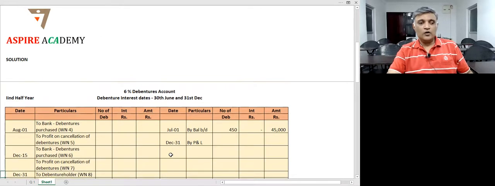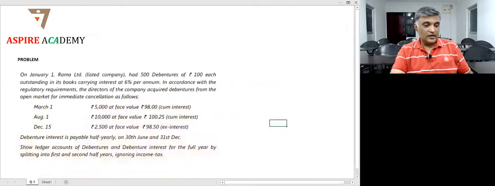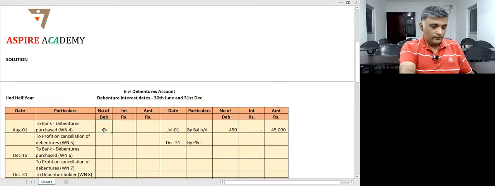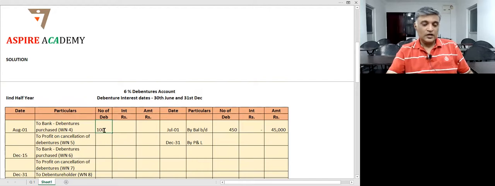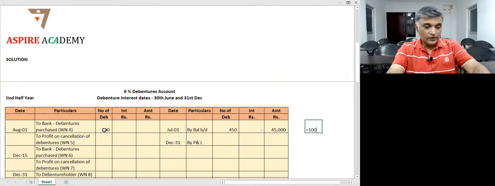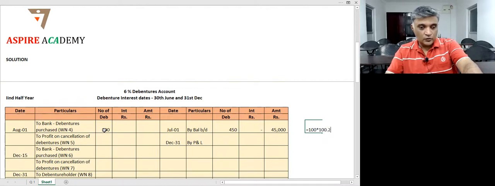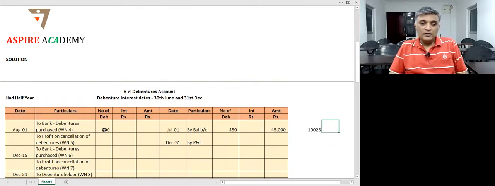So now let's focus only on the next transactions in the second half. On August 1st, you are purchasing rupees 10,000 face value at 100.25 cum interest. When I say rupees 10,000, in terms of the number of debentures, it is actually 100 debentures you are purchasing. How much are you paying? 100.25, which means 100 into 100.25 is the total price. So we are spending 10,025. The total amount paid is 10,025.